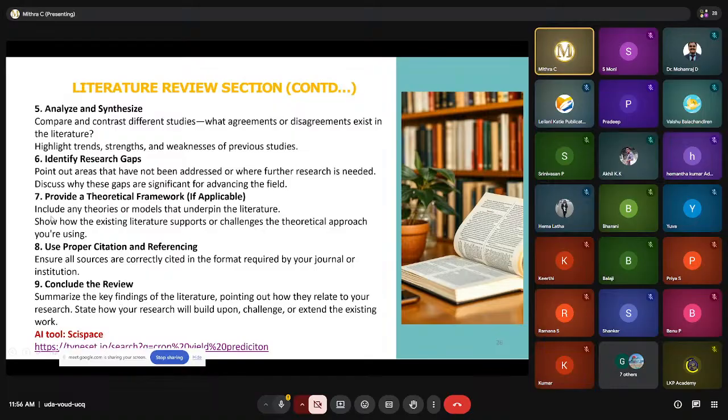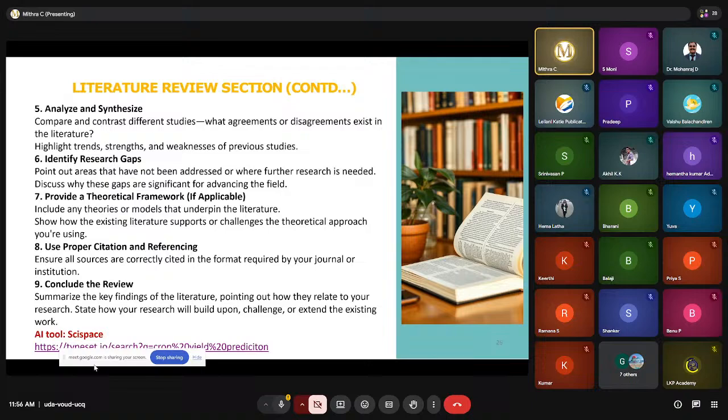And the next one is to provide a theoretical framework. So we need to include theories or models that underpin the literature, and mainly you need to show the existing work. And proper citation is very much needed in a literature review, and we need to conclude by pointing out what the research is trying to say, and what challenges they face.